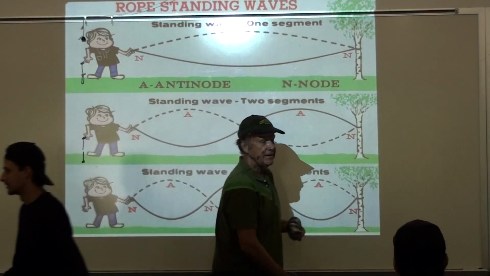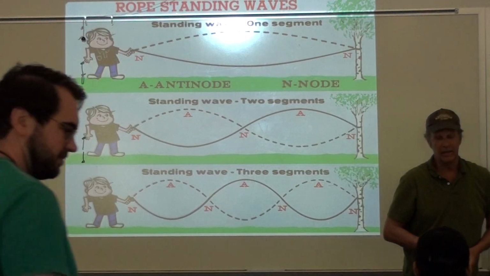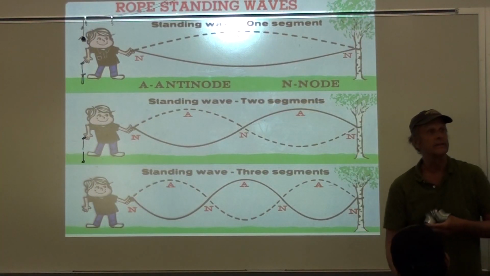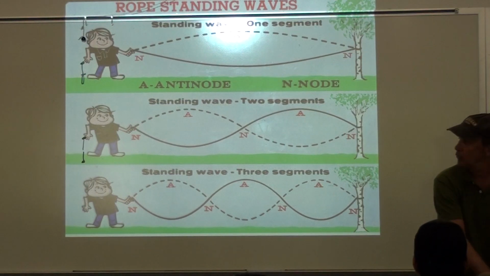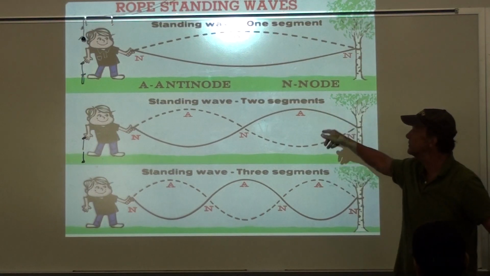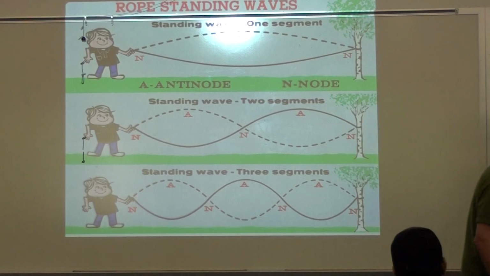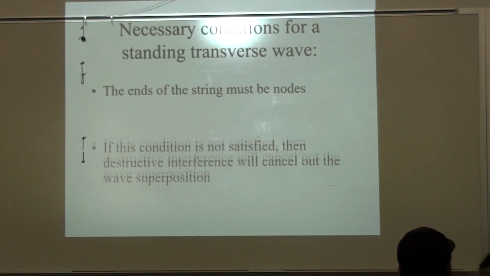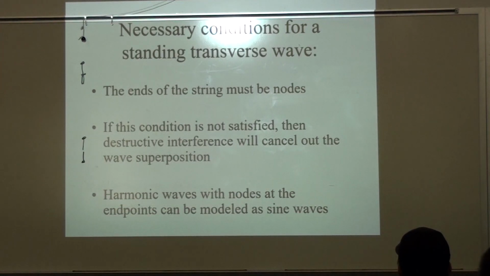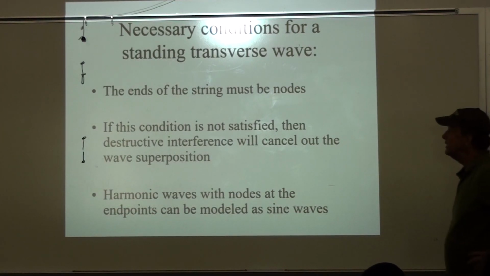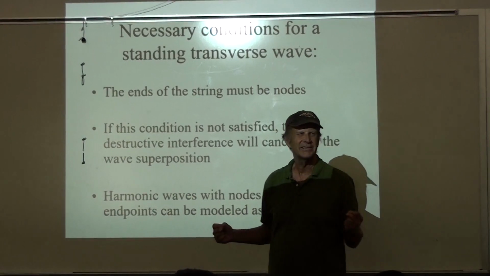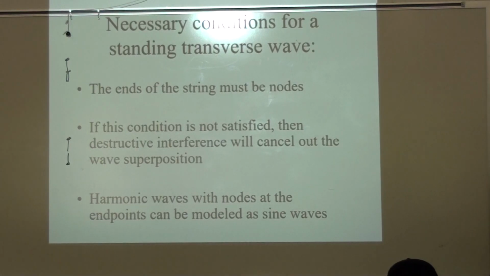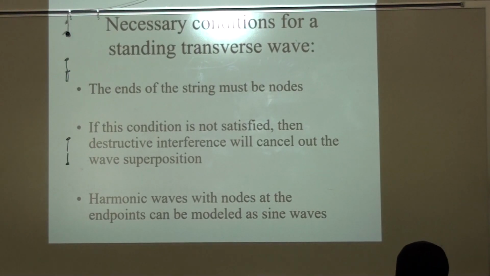Okay, but if I didn't have dissipative forces acting, I could continue to add more and more half wavelengths, and those would all be resonant frequencies for this standing wave. So, what are our necessary conditions? Well, these are sometimes called boundary conditions. Boundary conditions are just a fancy way of saying what's happening at the ends of the system, where the system is bounded.